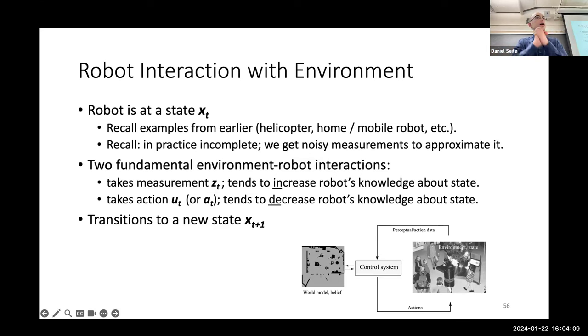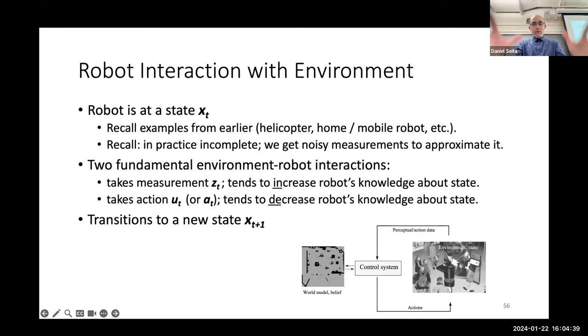All right, so finishing up from last class. Remember that we talked about probability review, and then we talked about the Markov assumption. Now we're going to talk about robots that interact with the environment, where we can analyze this by making use of the Markov assumption.